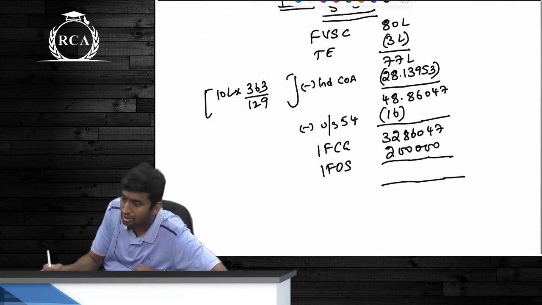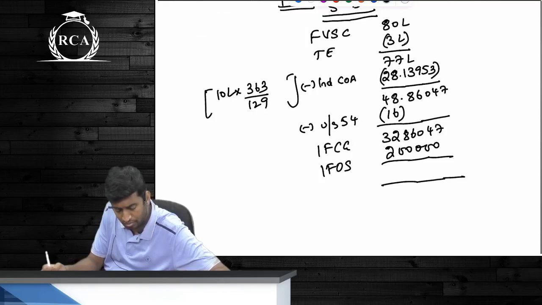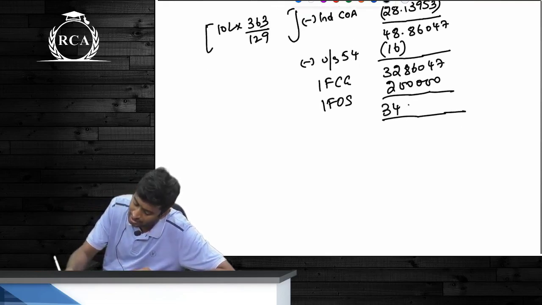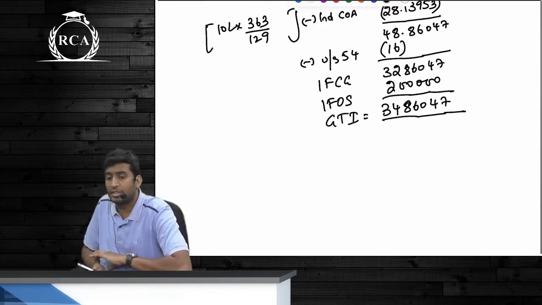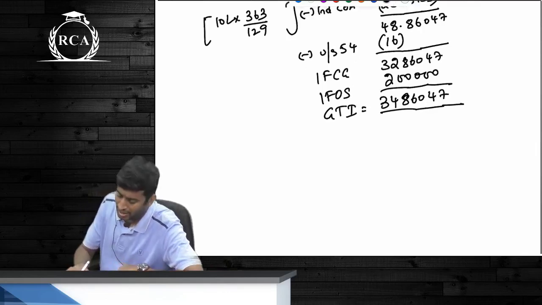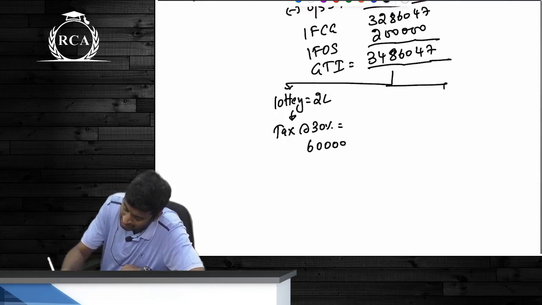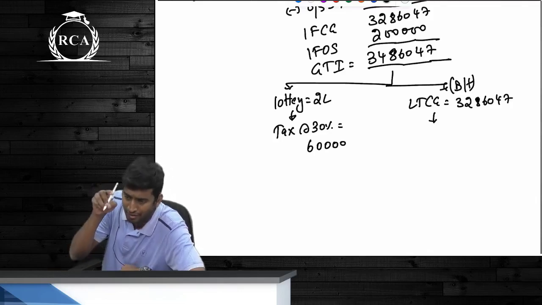Lottery income is 2 lakhs. Total income gives you 34 lakhs 86,000. Now we divide. Lottery how much? 2 lakhs. It's a flat tax at the rate of 30%, so it gives you directly 60,000. The balancing figure is long term capital gain of 32,86,047. Now check our chart.